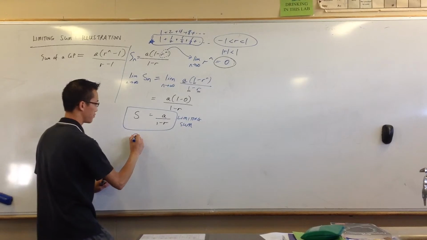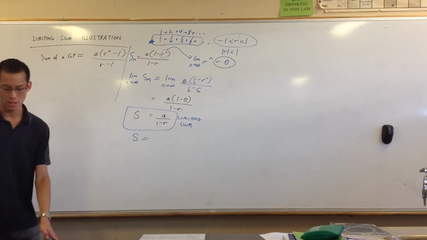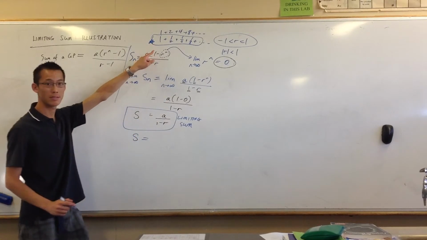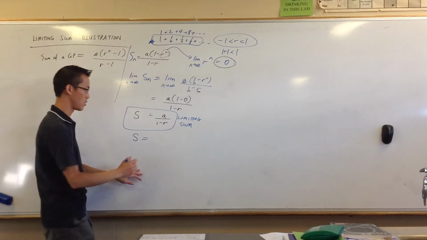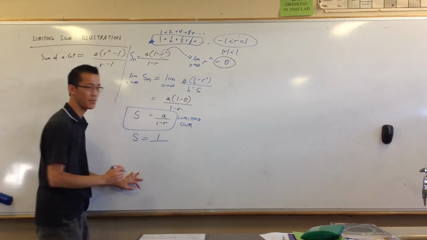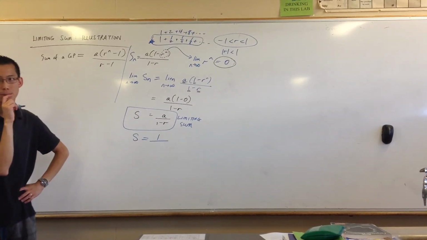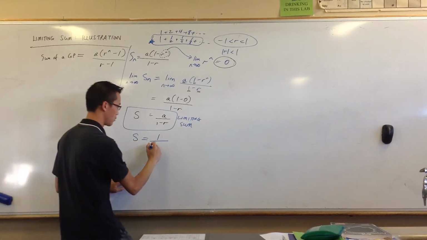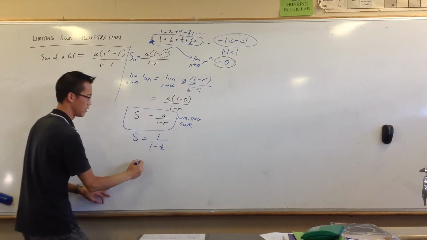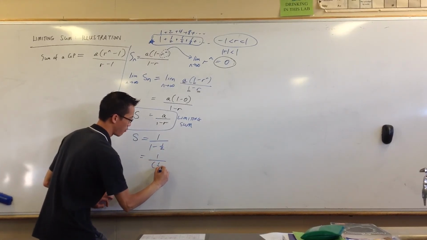Let's try it out. The sum is, now what's the first term in this particular series? It's 1, right? Divided by, now, what's the common ratio? It's just a half, right? So it's 1 minus a half. So that's 1 divided by a half, which is 2.